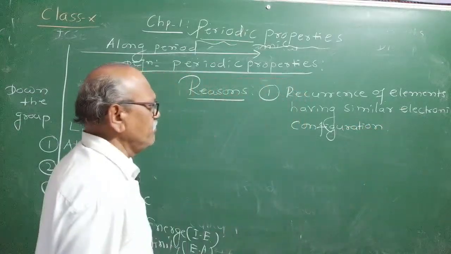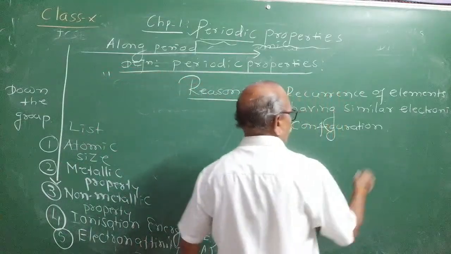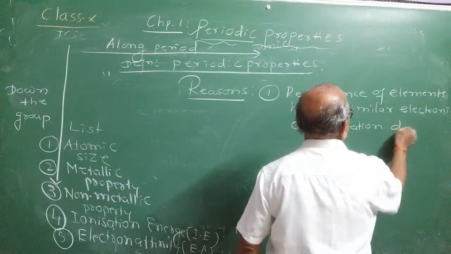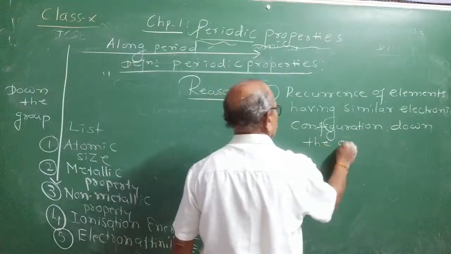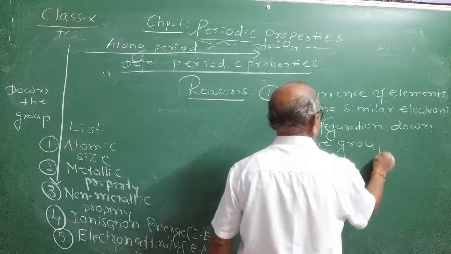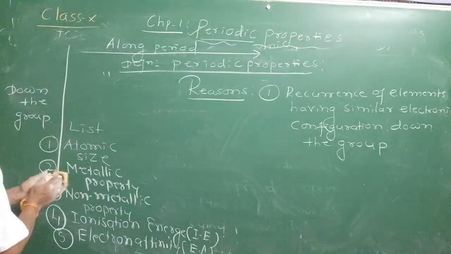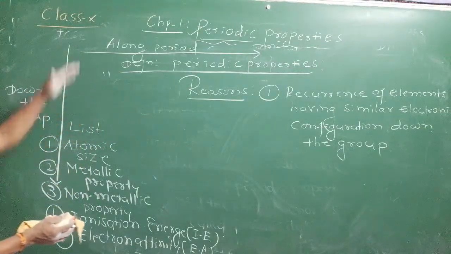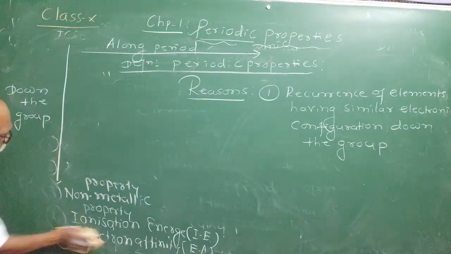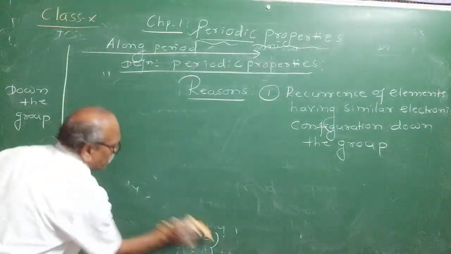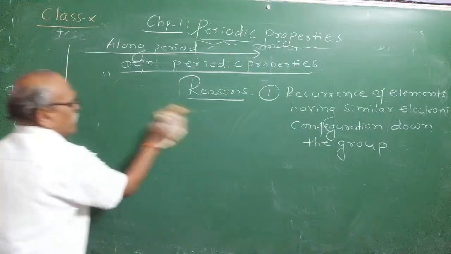Recurrence of elements having similar electronic configuration down the group. One basic reason. So for that we have to analyze the period and the group here. Therefore, I have shown you clearly about the periodic table. Without the knowledge of the periodic table, without the atomic number, without knowing electronic configuration, you cannot understand anything.